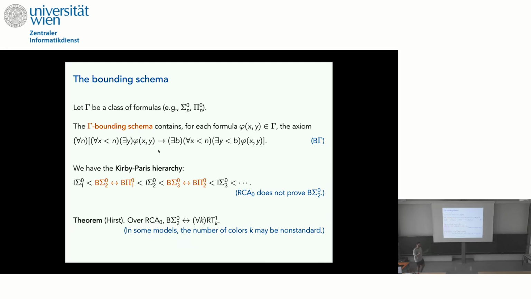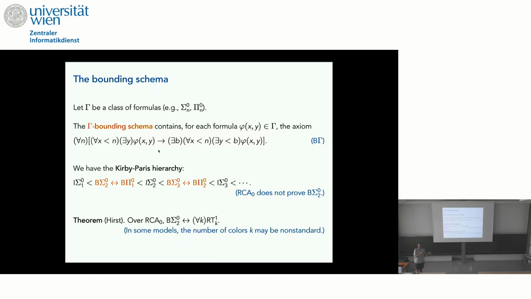All right, here's how this connects in a beautiful way to combinatorics. This is one of the most delightful theorems, I think. It tells us that over RCA naught, B sigma 2 is the same thing as Ramsey's theorem for singletons.